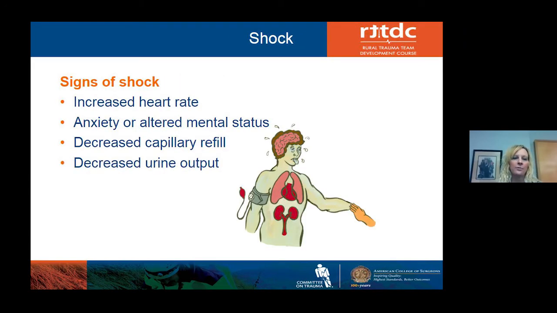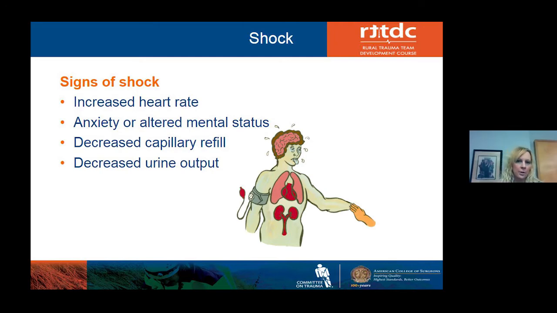So signs of shock. First, you're going to see an increased heart rate. Now, in any patient population, except for the geriatric patients that may be on beta blockers, you're typically going to have, that's the first thing you're going to have, an increase in heart rate. Now, when you look at pediatric patients, they may lose a very large amount of blood before you're going to see any hemodynamic instability because they have just a great ability to compensate.